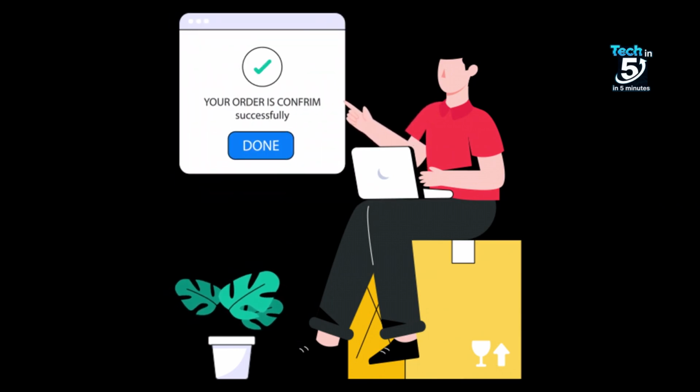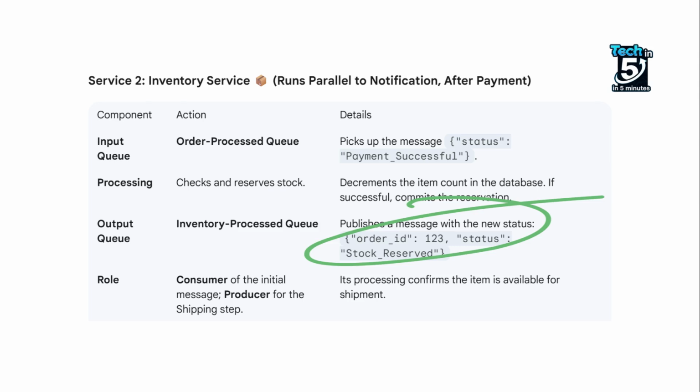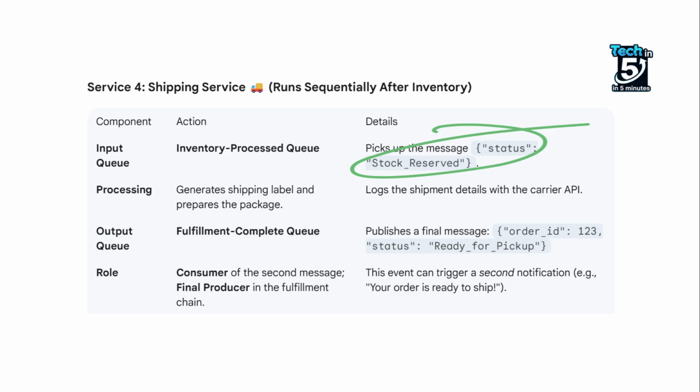This is instant responsiveness. Back to the saga. The inventory service finishes, commits the stock reservation, and publishes its own event, stock reserved, to the next queue. Finally, the shipping service consumes the stock reserved event to generate the label.